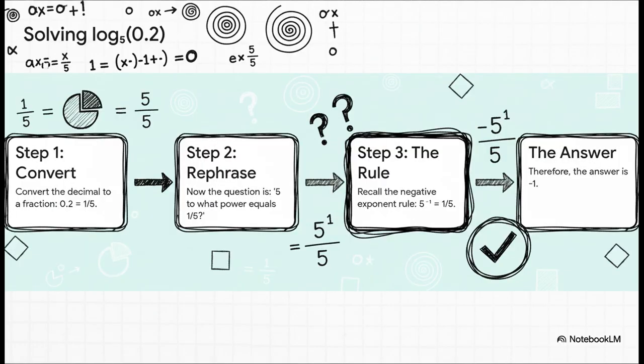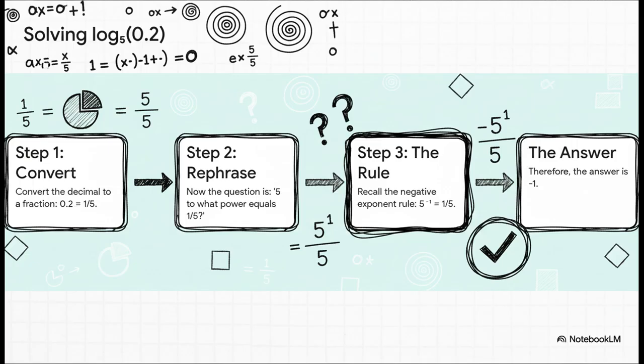So the trick here is to make the numbers speak the same language. Let's change that decimal, 0.2, into a fraction. Well, that's just 1/5. Now look at the question: 5 to what power equals 1 over 5? This is where you've got to remember those exponent rules. A negative exponent flips a number into a fraction.